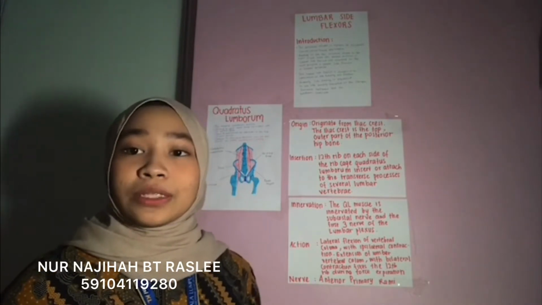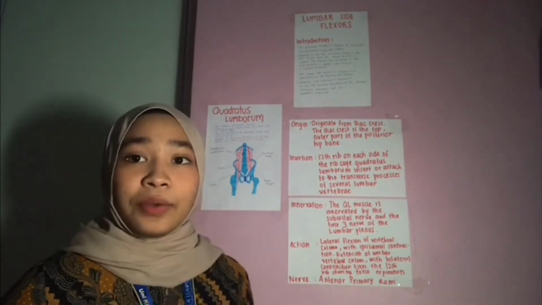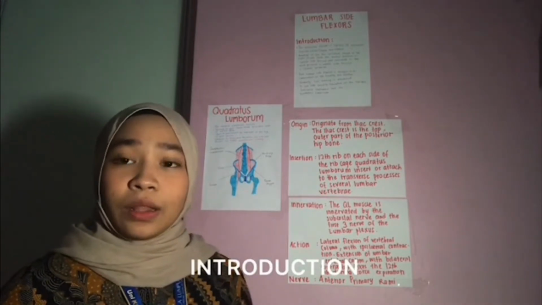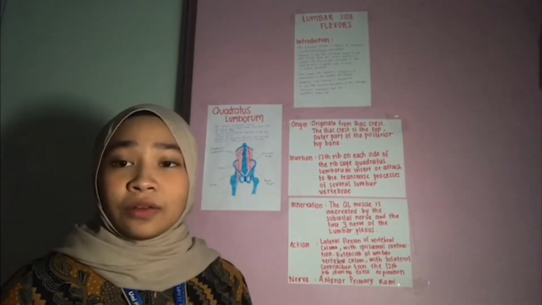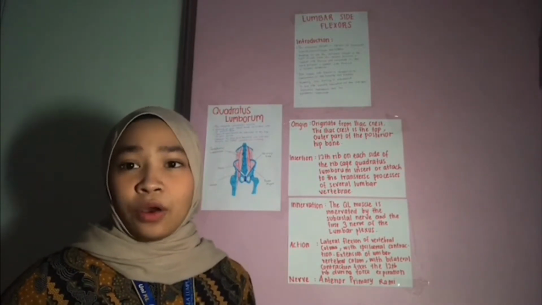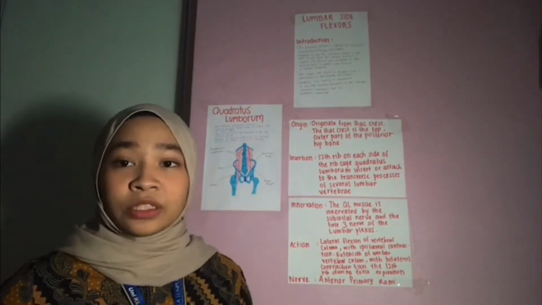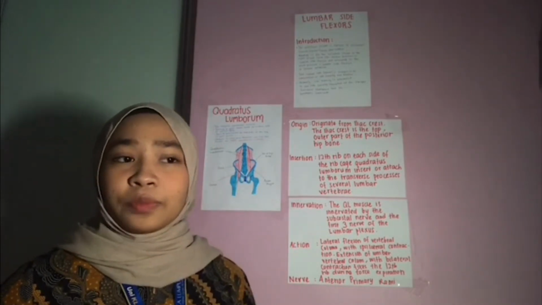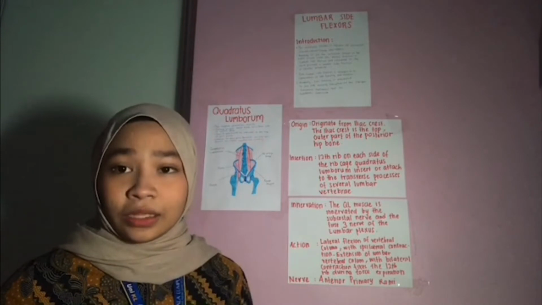Today my group will present about the lumbar side flexor and I will talk about the introduction. So the vertebral column is capable of flexion, extension, lateral flexion and also rotation. Bending of the vertebral column to the right or left from the neutral position is lumbar side flexion. And returning to the erect position from the lumbar side flexion is the lateral extension.